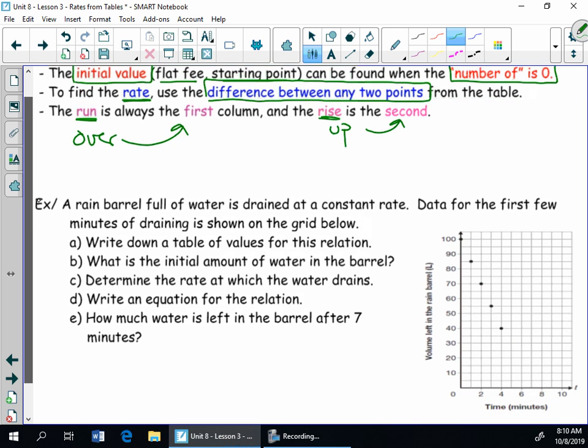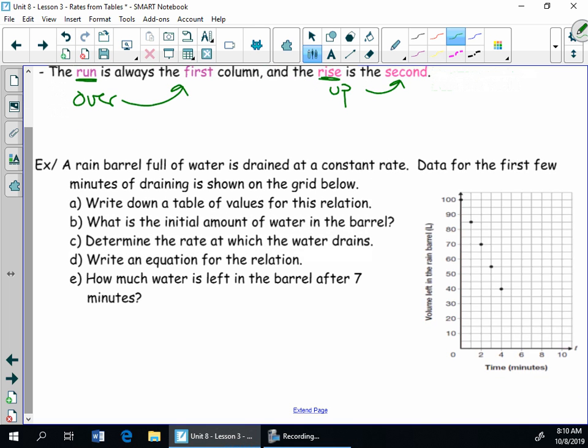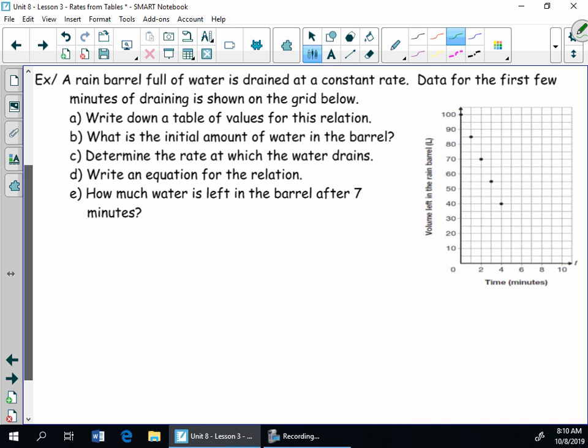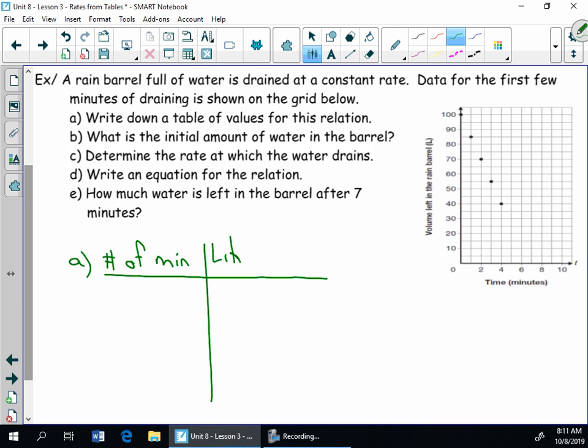Okay, so we're going to try and take a graph and turn it into a table and show you how it works. So let's take a look at this example here. A rain barrel full of water is drained at a constant rate. Data for the first few minutes of draining is shown in the grid below. Write down a table of values for this relationship. Okay, number of... what do we got here? Number of minutes in column 1. And over time, what's going to happen? My volume, and the liters remaining, is going to change.